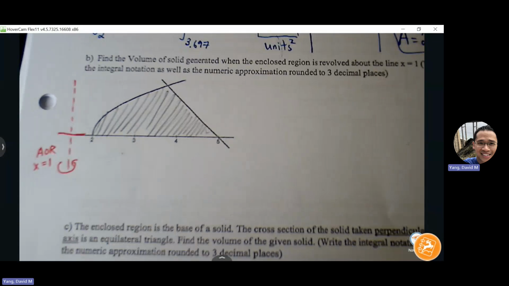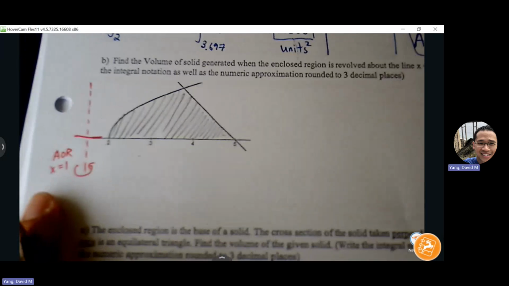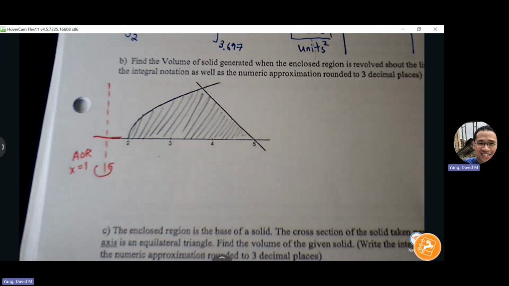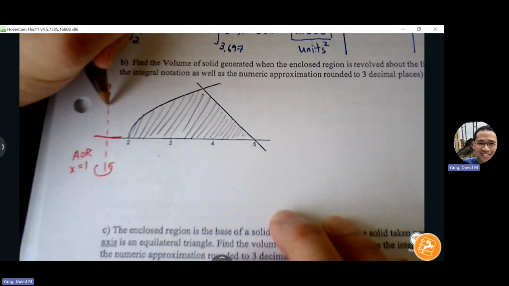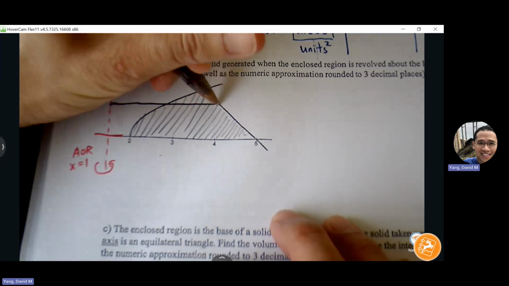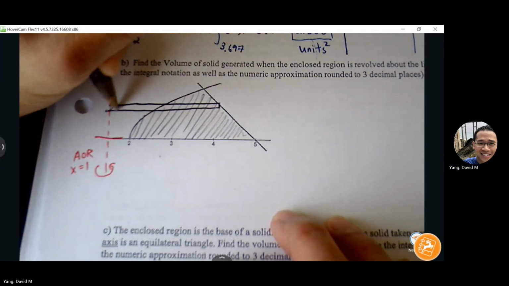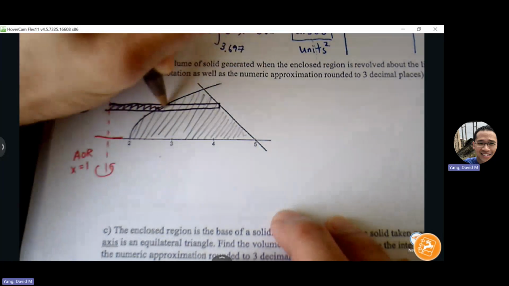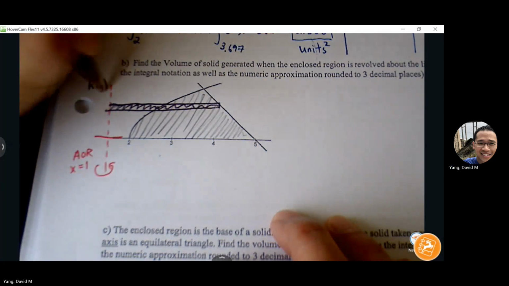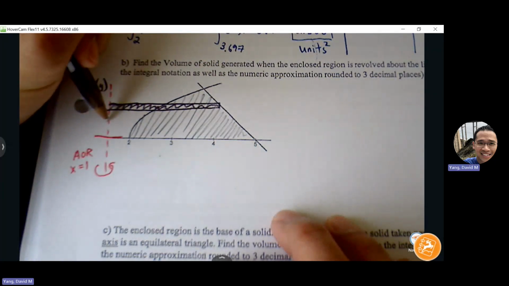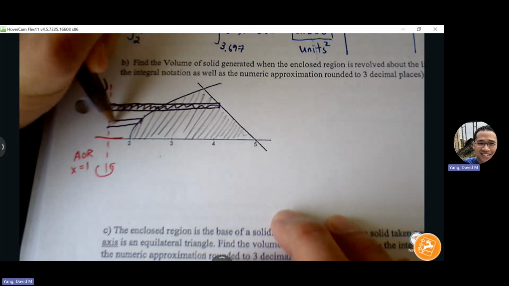Okay, so we need to draw two radius. And the radius will have to be horizontal. Got to extend out from the axis of revolution. So we have one that extends to the furthest boundary. That'll be our big R. And then little r will extend from the axis to the closer of the two boundaries.